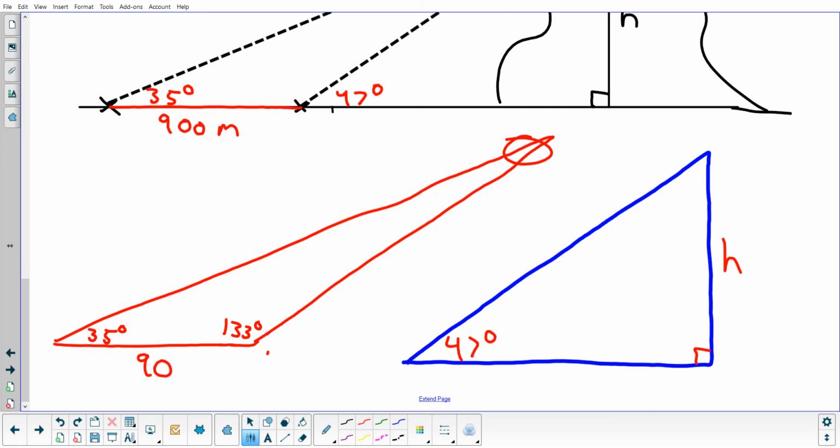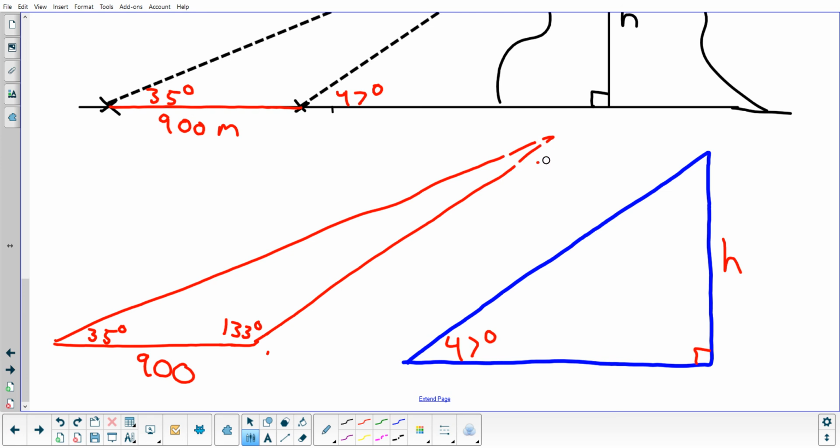Well, in order to use the law of sines, you have to know an angle and the side across from it. Well, now you can figure out that angle. And then we can use law of sines to find something in the red triangle that will help us in blue.